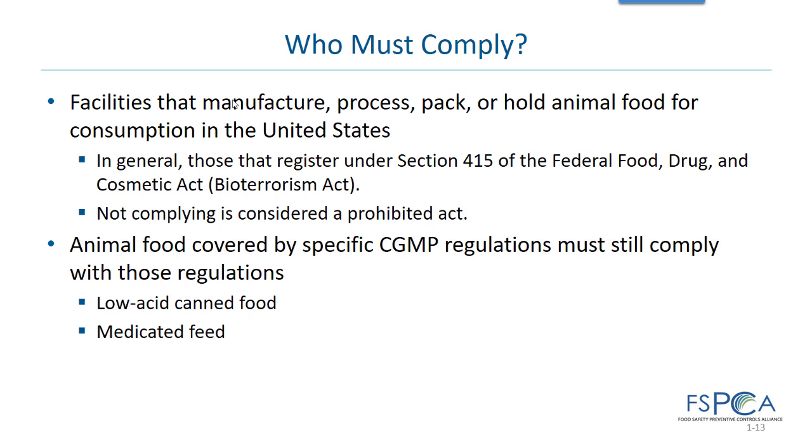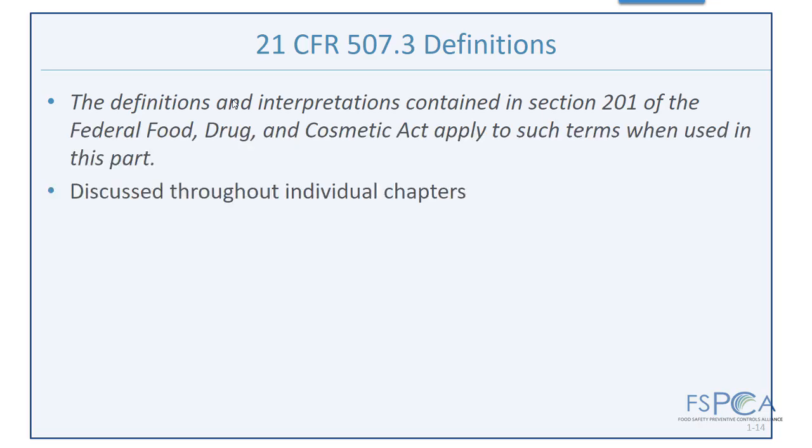You probably already have to comply with 415, but that's one of those lines that we can draw to say if you're in with 415, you're also in with Part 507. Not complying is considered a prohibited act. Animal food covered by other GMP regulations still has to comply with those regulations, such as medicated feed or low-acid canned feed. Part 507 covers a bunch of different definitions that are used throughout the regulation.